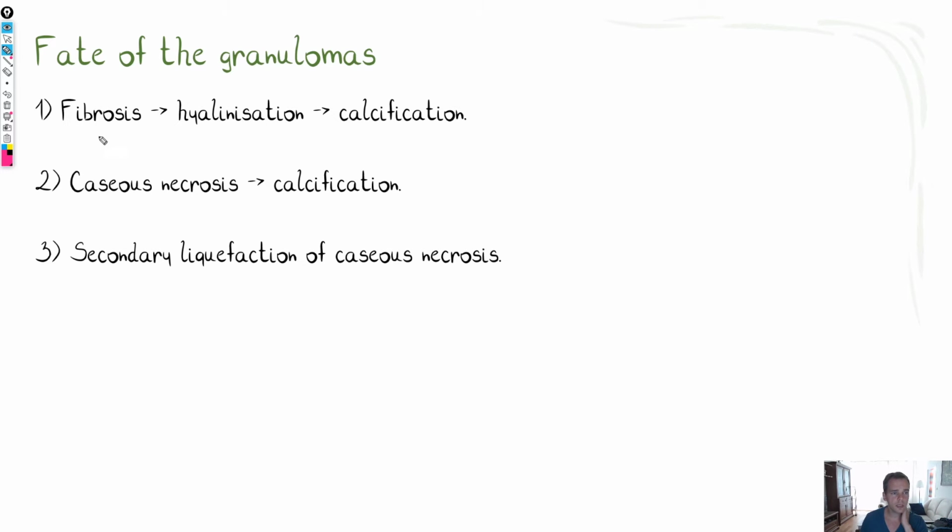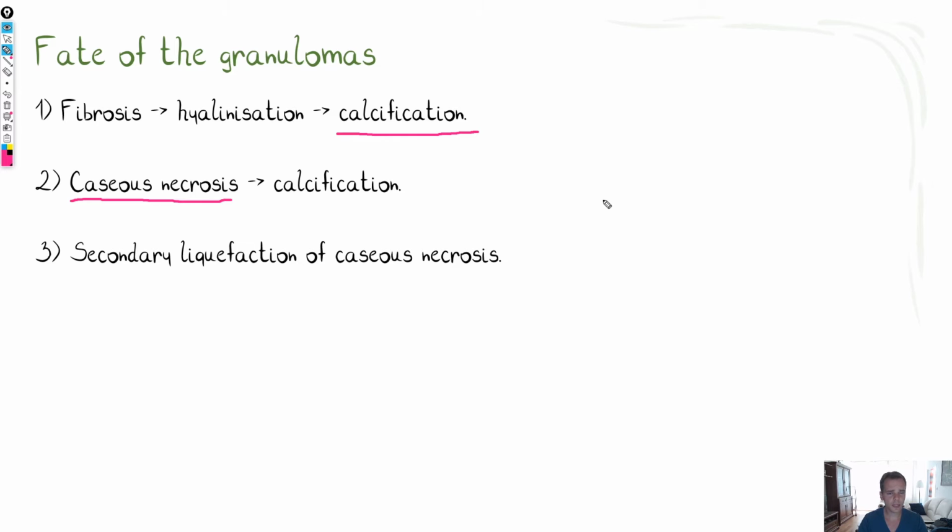The fibrosis has a tendency to undergo hyalinization and then calcification. So the fibrosis, as a consequence of healing of tuberculosis, often calcifies. And even the caseous necrosis itself can calcify. So the caseous necrosis can calcify, or the granuloma can be healed by scarring, and then the scar can calcify.